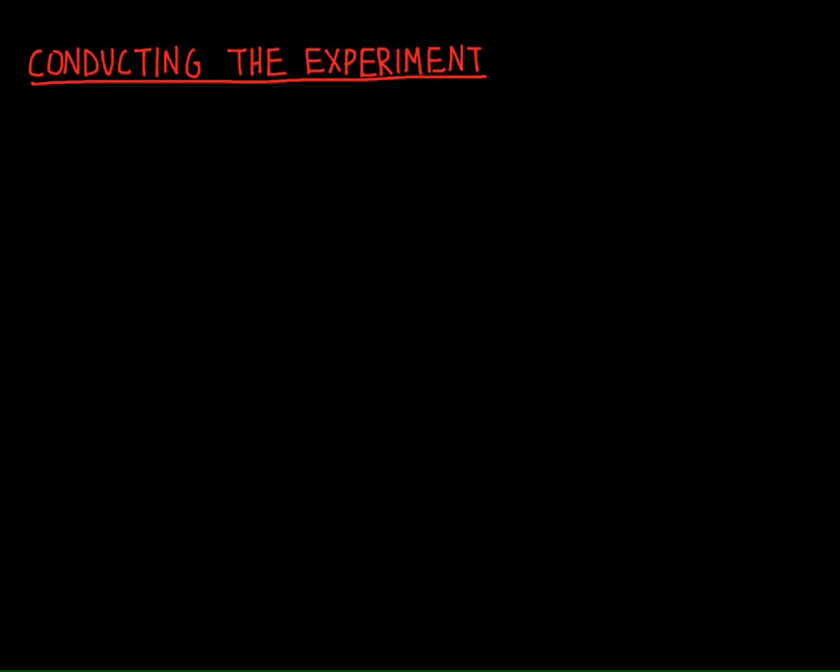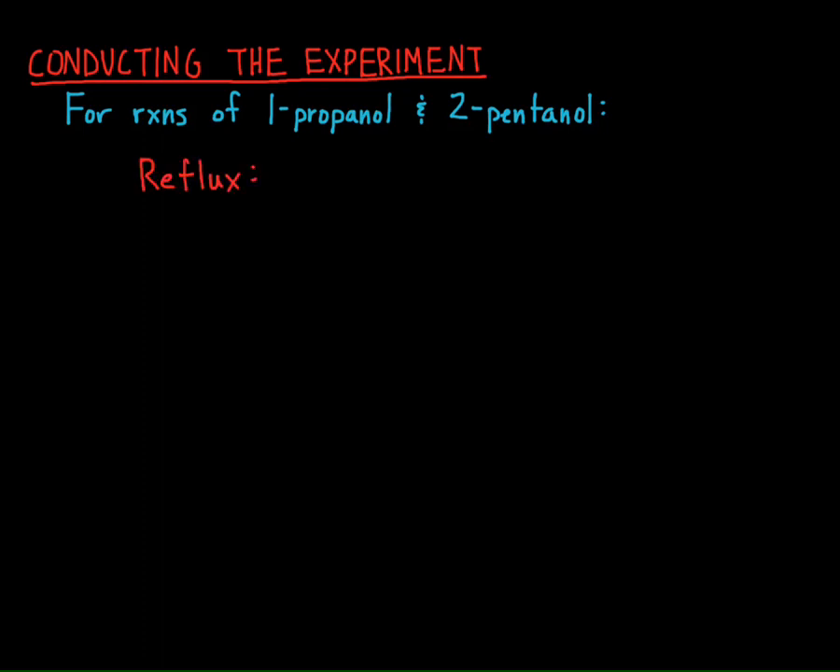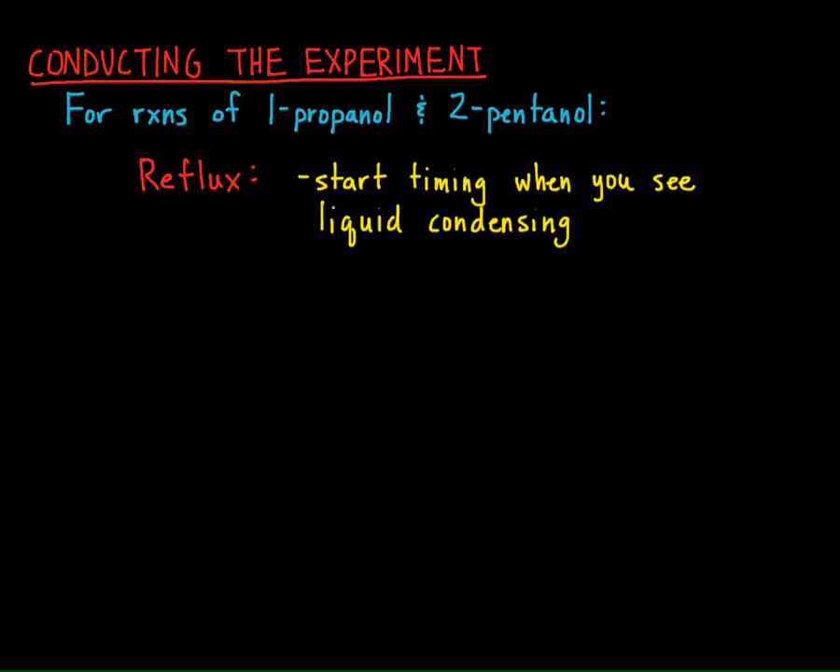The experiment consists of two different procedures, as was stated previously. For reactions of 1-propanol and 2-pentanol, the procedure requires you to reflux your sample. You are told to reflux for 20 minutes. Make sure you allow the reaction mixture to heat up and begin refluxing. You will see liquid condensing at the bottom of your condenser. Once you see this, then let the reaction go for the allotted 20 minutes.